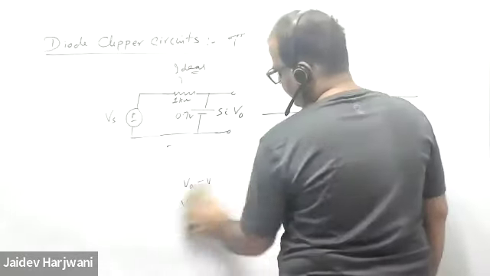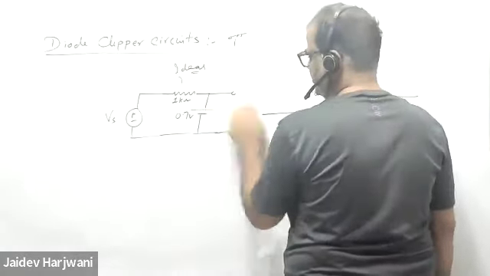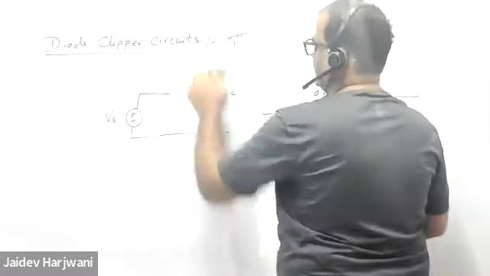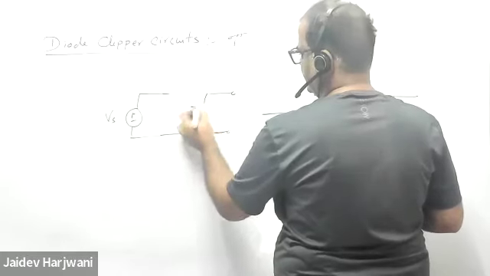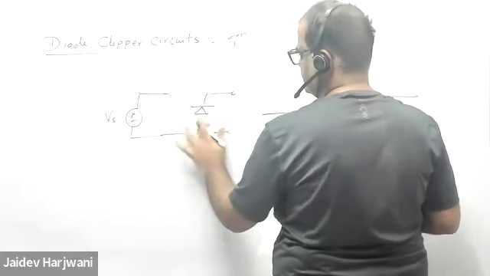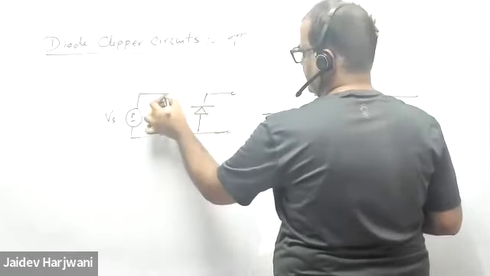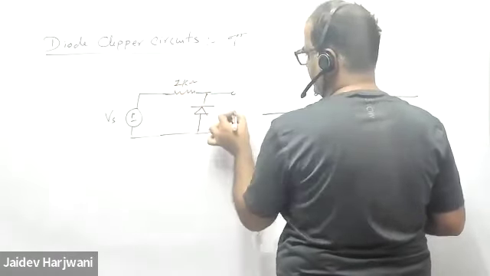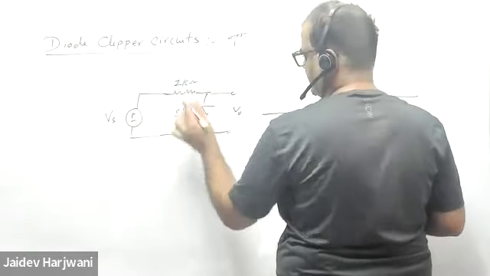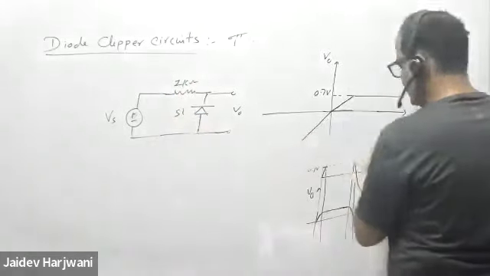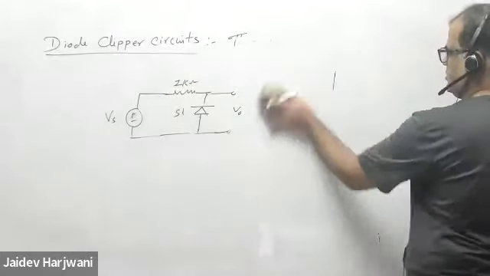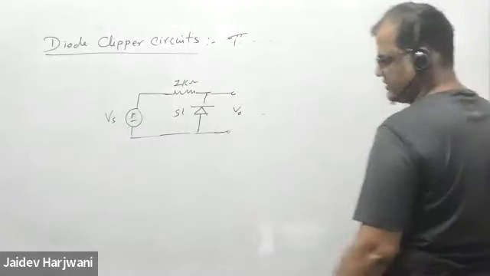Now, let me put a few more graphs for your practice. Now, if I say my diode is like this, and here you have a resistance of 1 kilo ohm, V naught, this is silicon. Plot the transfer curve.